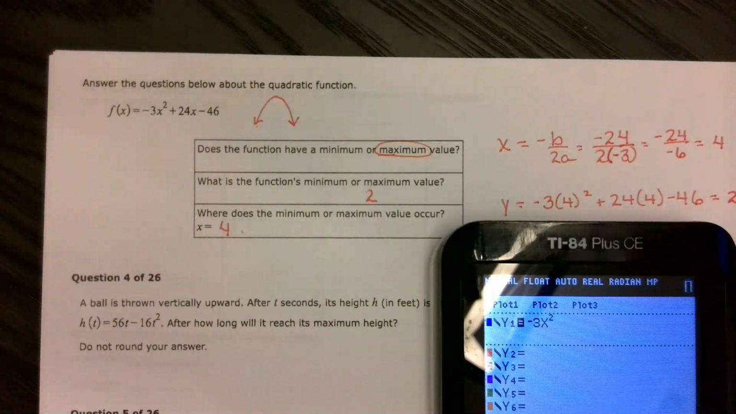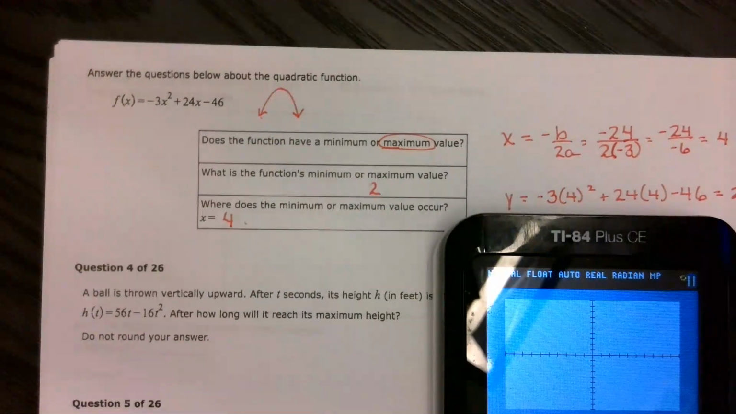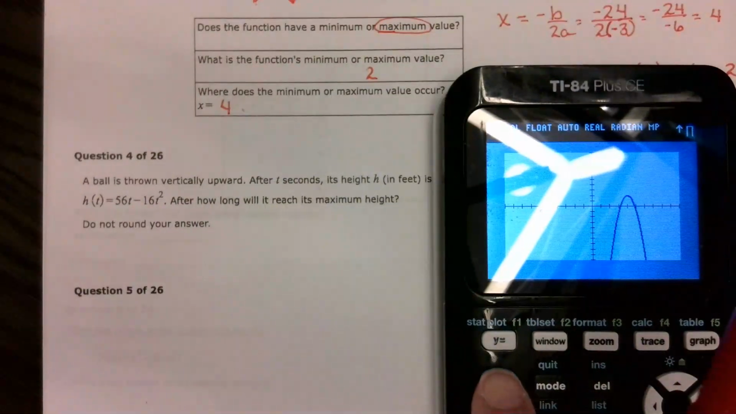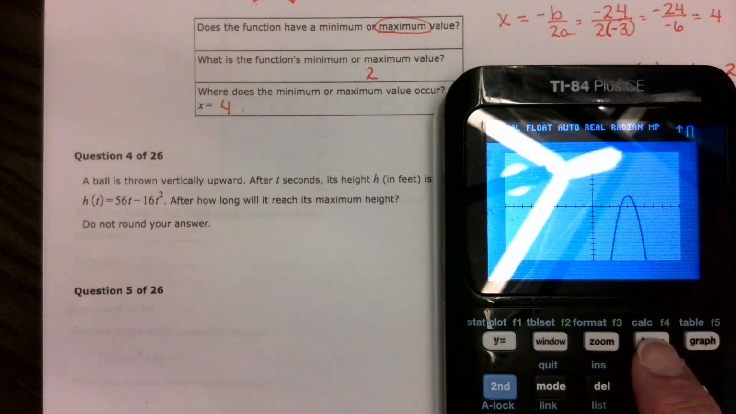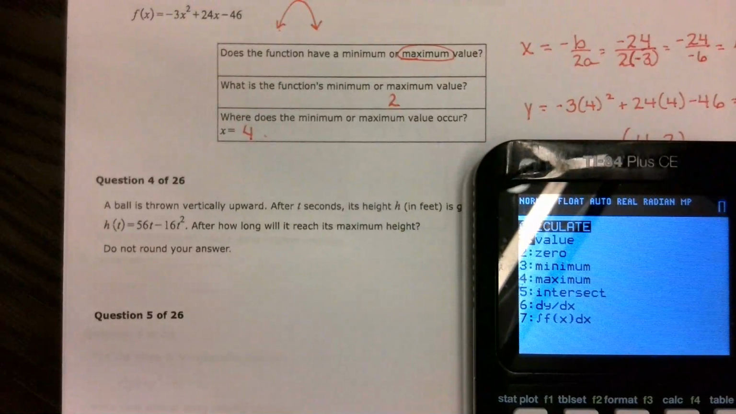Negative 3x squared plus 24x minus 46. I'm going to put it in zoom 6 and hope that it works. But there it is. Okay. And now to find that maximum, I'm going to hit my second button. I'm going to calculate, second trace. And it's a maximum, so I'm going to hit 4.